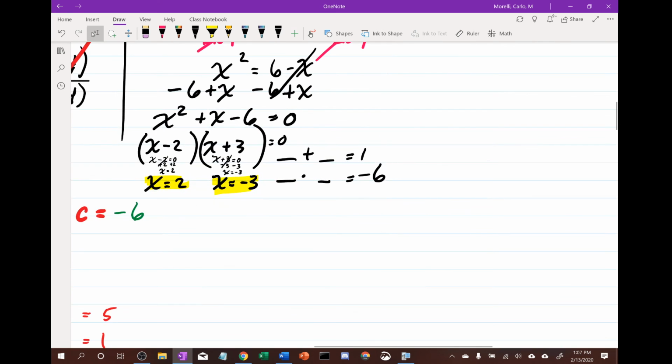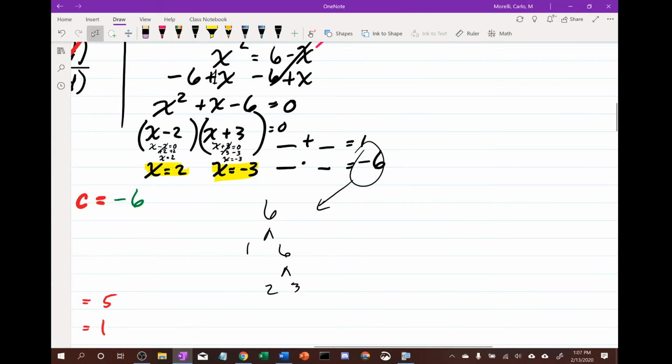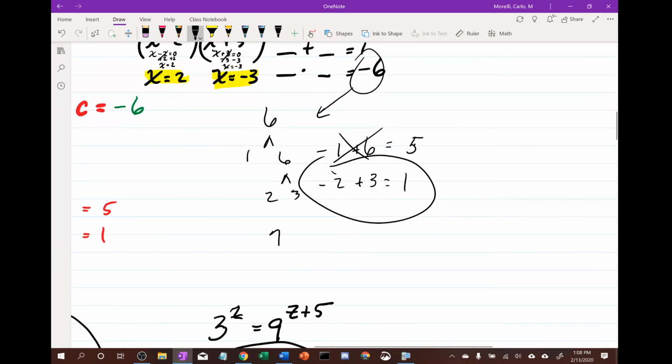Here's how I got the 2 and the 3. I took this number here. And I said, what can I make 6? 1 times 6, 2 times 3. The b value of this quadratic equation is 1, and it's positive. So I list out my factors 1 and 6 and 2 and 3, and I give the big number a plus and the little number a minus. Then I add, and I'm looking for one that gives me 1. So it's not this, it's this. And that's how I knew that my factors were x minus 2 and x plus 3. These are the factors, and then the answers are x equals positive 2 and x equals negative 3.